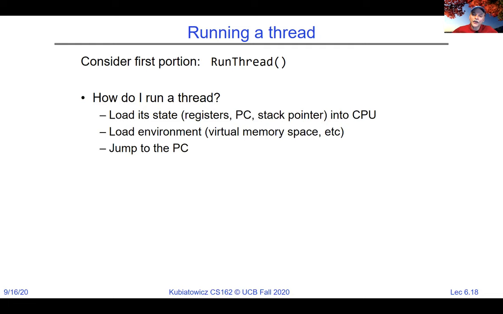One thing that's going to be interesting here for you guys is that both the OS, which is managing threads, and the threads themselves all run on the same CPU. So when the OS is running, the thread isn't, and when the thread's running, the OS isn't. And we need to make sure that we can transition properly between those. So this idea that the OS loads up a bunch of stuff and then jumps to the PC means essentially that the OS gives up control of the CPU.